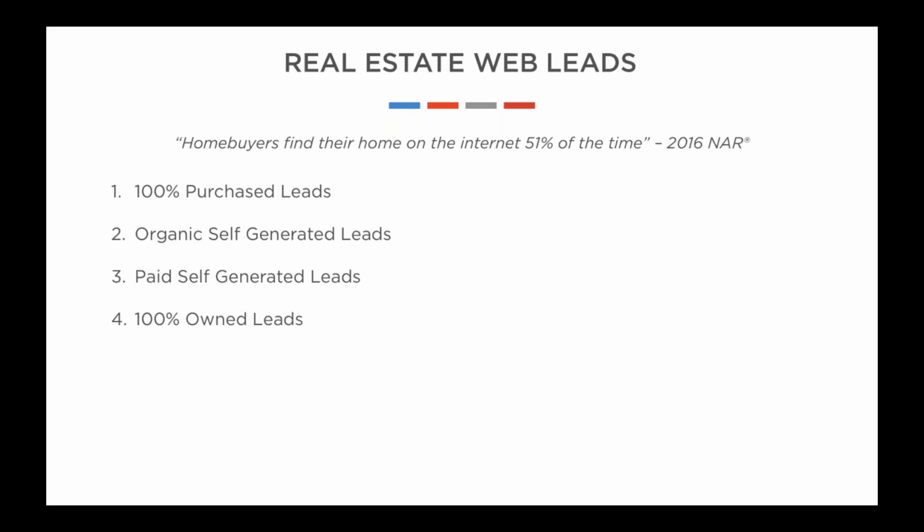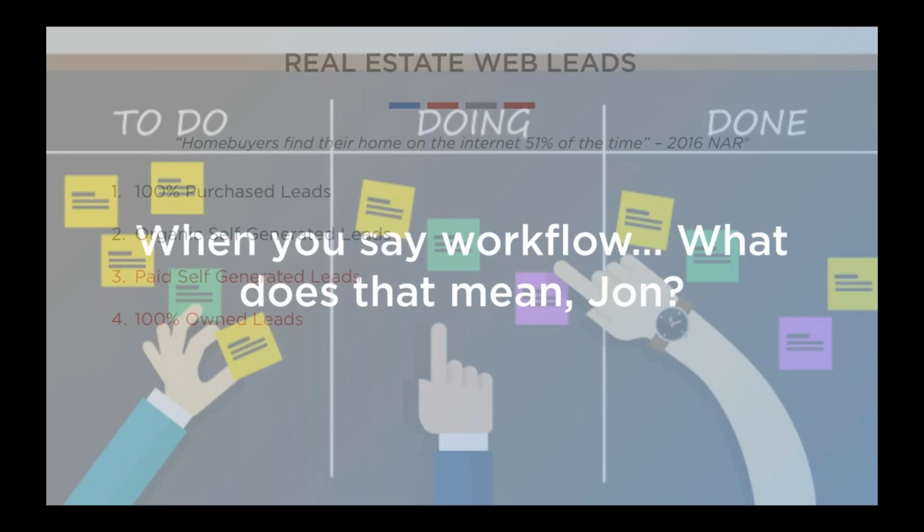And then finally, your 100% owned leads. This is basically your database, and these really don't cost a lot of money once you acquire them. And these are the ones that you're going to nurture. This is your email list and your relationships. So today we're going to really focus on number 3 and number 4, paid self-generated leads and 100% owned leads.